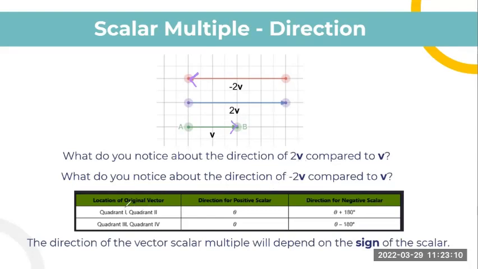And so if your vector is pointing in quadrant 1 or quadrant 2, if your scalar is positive, then that's not going to change the direction at all. The only time you have to worry about the direction changing is if your scalar has a negative. And if that's the case, then if it's in quadrant 1 or 2, we're going to add 180 degrees to get that theta. And if it's in quadrant 3 or 4, we're going to subtract 180 degrees to get that theta.